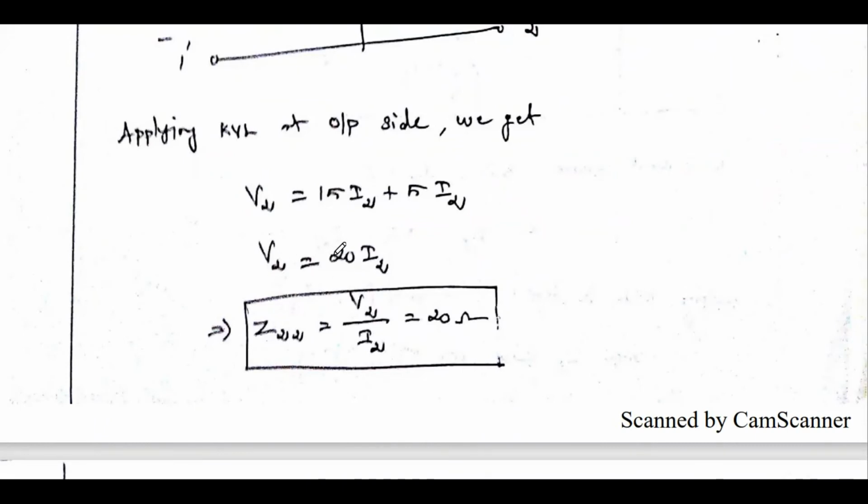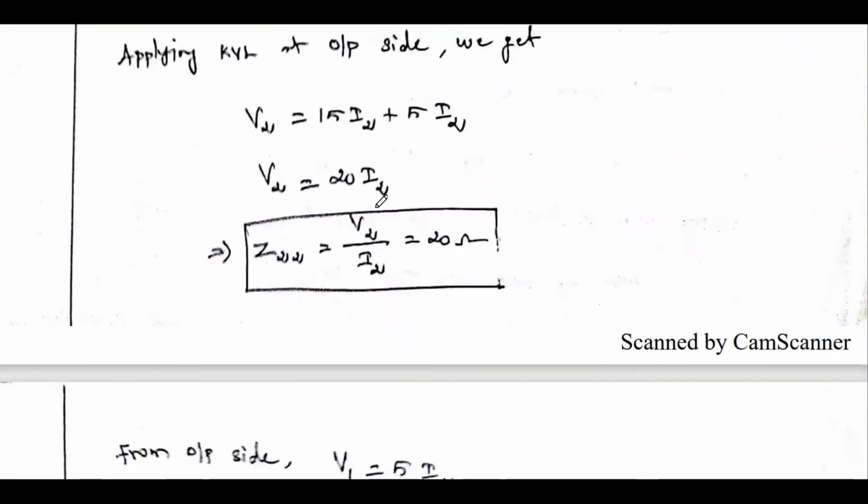So adding, V2 equals 20 I2. From that, the ratio V2 divided by I2 is called the output impedance, Z22, that is the impedance at the output port. So Z22 equals V2 by I2, which is 20 ohm. So the third parameter is calculated.